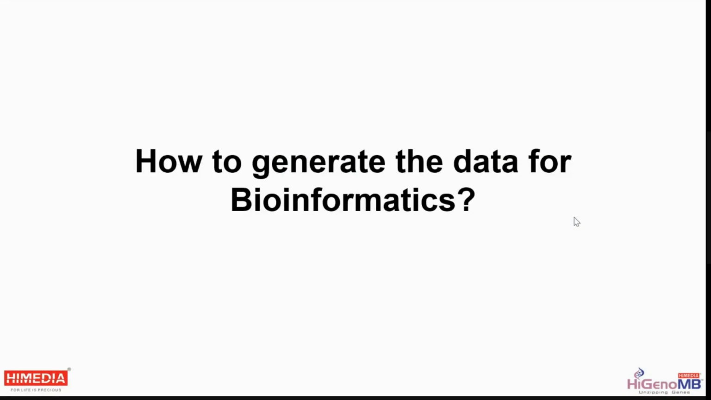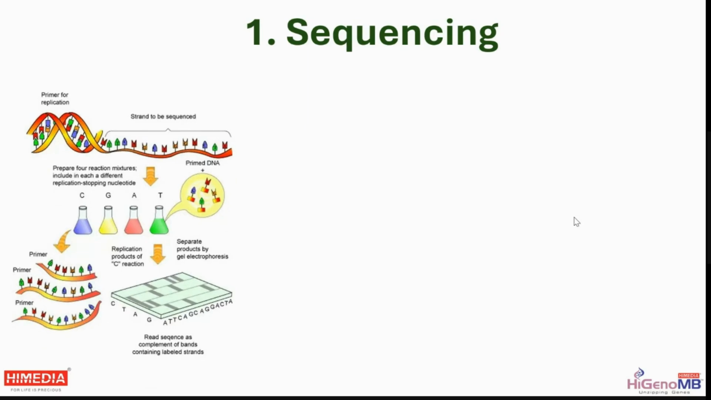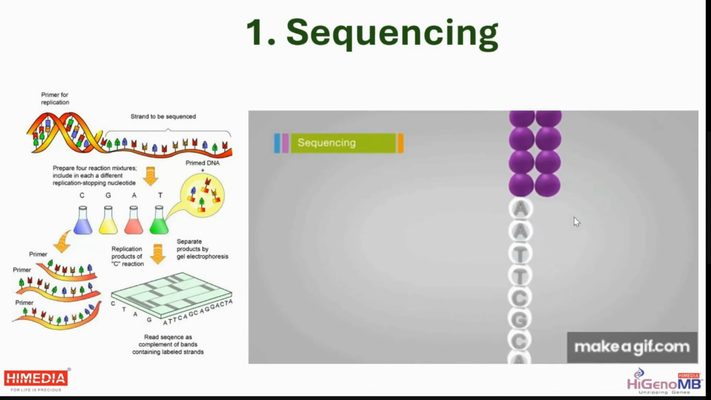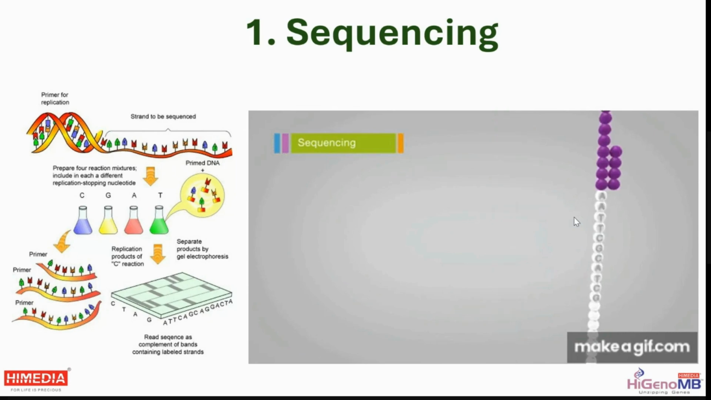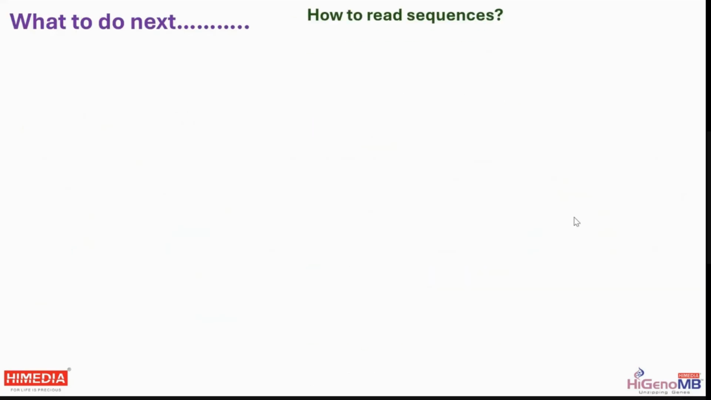So how to generate the data? That is the most important question. The first thing is using sequencing tools. I'm sure that in an earlier lecture you studied different types of sequencing tools like Sanger sequencing as well as next generation sequencing. As we can see here, different sequencing platforms are available, but ultimately they generate an enormous amount of genetic data, whether in the form of DNA, RNA, or proteins. So what to do next?